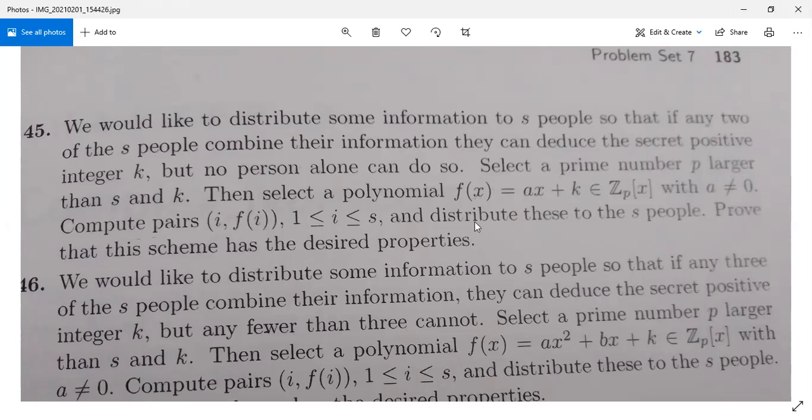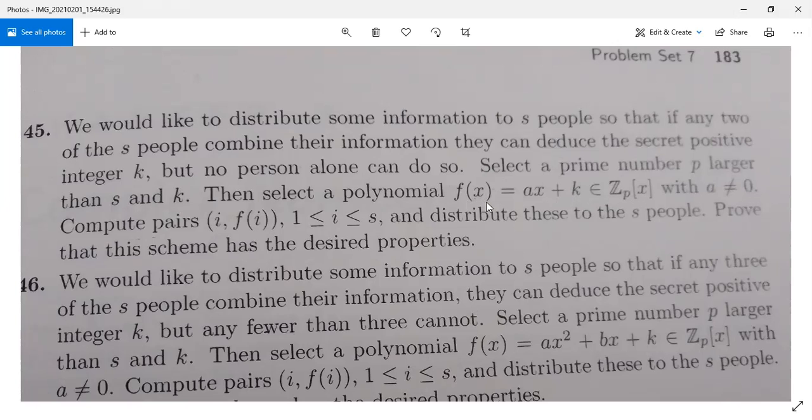Okay, so what they're saying here is to select a prime number p larger than S and k. Remember, S is the number of shares, or the number of people you would like to distribute to, and k is the secret key that you would like to split. Select a polynomial f of x, which is a times x plus k. The polynomial is defined in Z_p. What it means is that all the operations are done mod p, so you will never get an answer more than p. All the numbers are from 0 through p minus 1. That's the meaning of Z_p of x, okay?